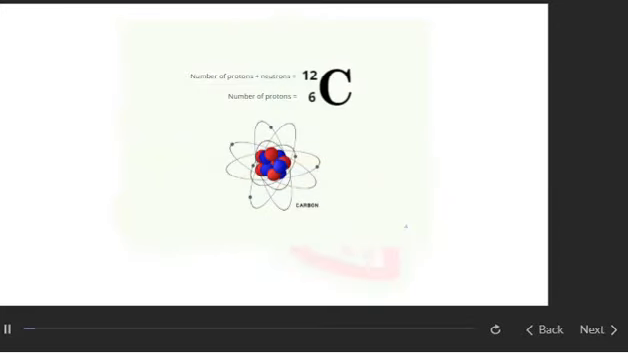In this example, we see that our carbon element has an atomic number of 6 and a mass number of 12. Adding the number of protons, which in this case is 6, to the number of neutrons gives us our mass number of 12, shown here on top.